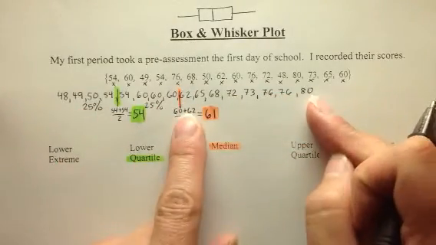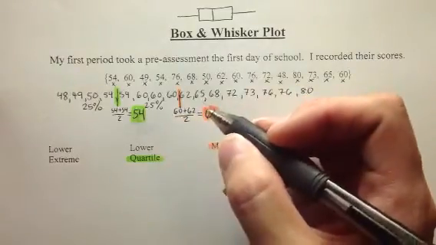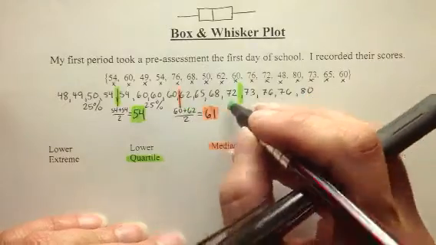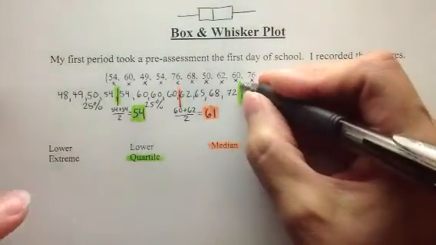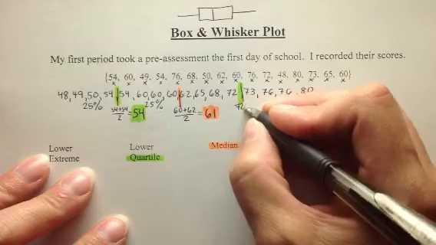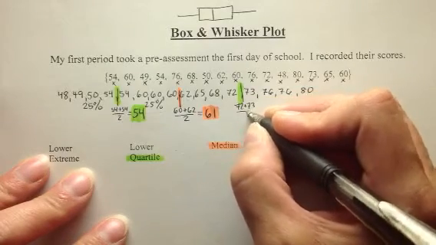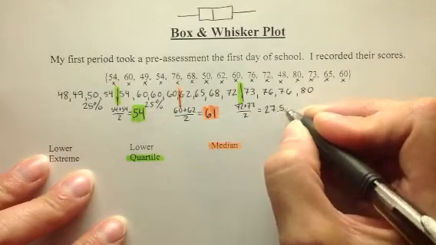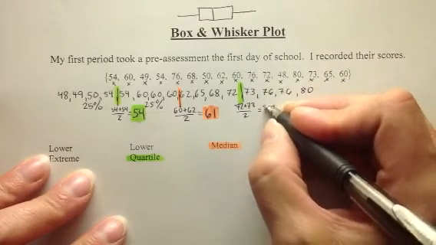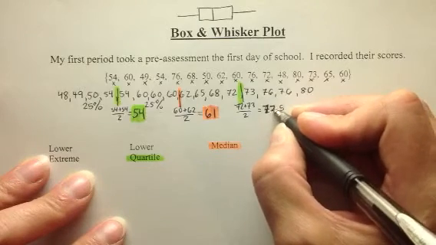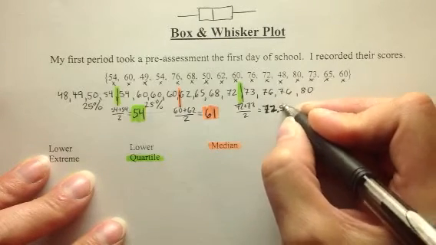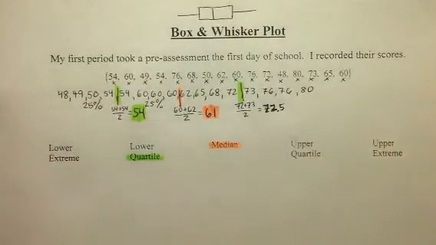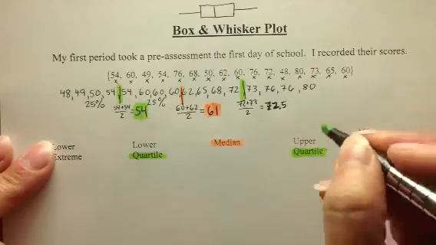Now let's look at the upper half and let's cut those in half. So 1, 2, 3, 4, 1, 2, 3, 4. I have 4 on each side. I'm going to have to take the mean. 72 plus 73 divided by 2 gives me 72.5. Sorry about my dyslexia. 72.5. Okay? And that is my upper quartile.